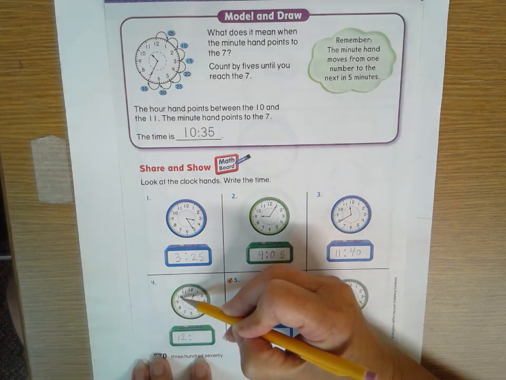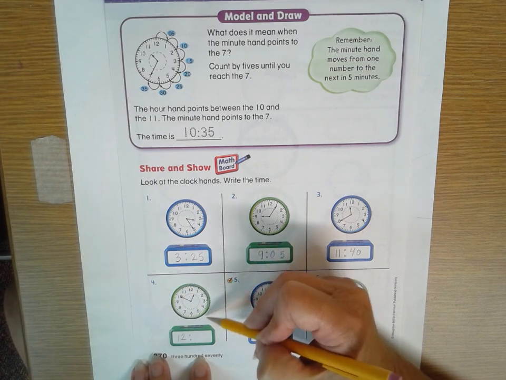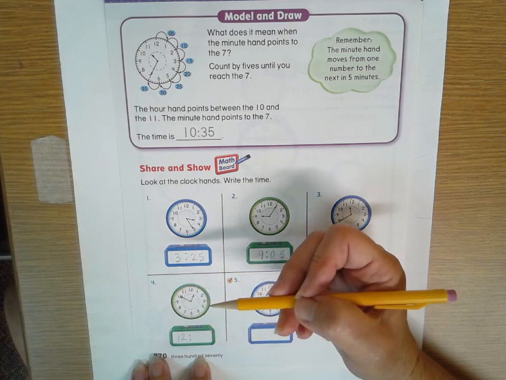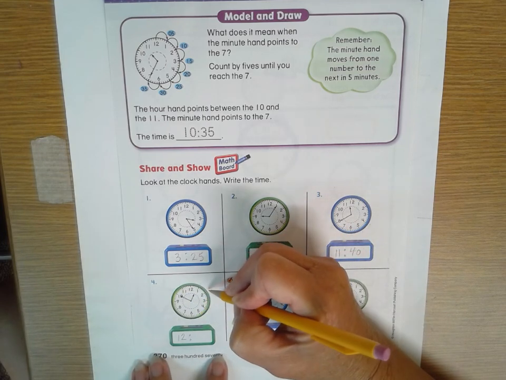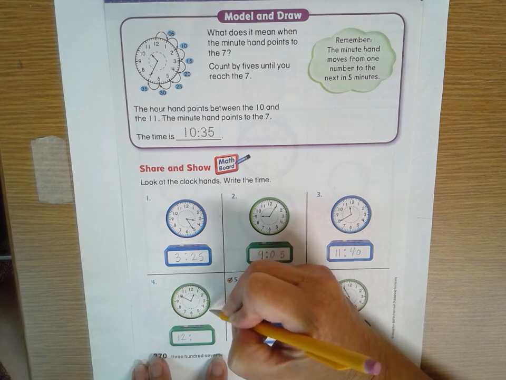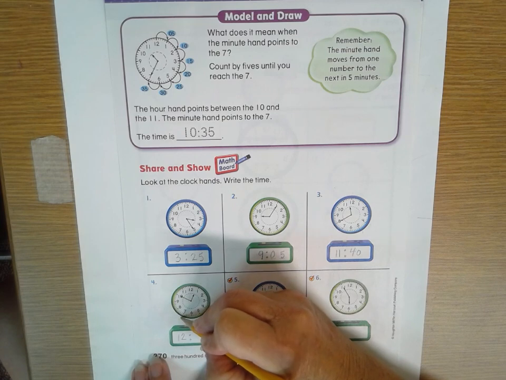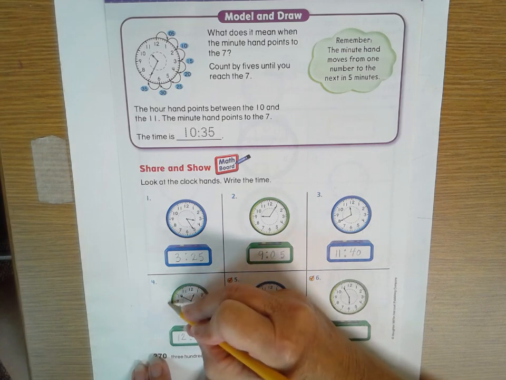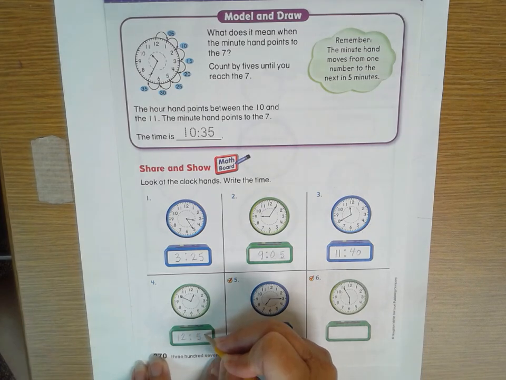And it's pointing to the 10. Now this confuses some boys and girls sometimes. They want to say that this is 10 minutes, but that's not what this means. You have to count by 5s all the way around until you get to that 10 to find out how many minutes that is. 5, 10, 15, 20, 25, 30, 35, 40, 45, 50. It is 12:50.